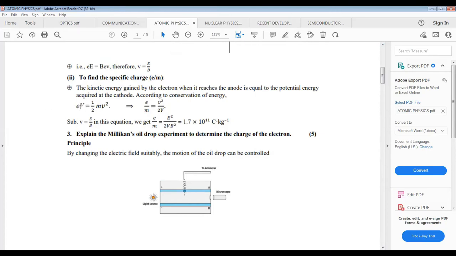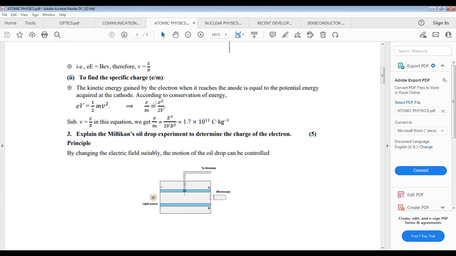Voltage is V and the charge is Q. Here the charge of the electron is taken as e, so eV. W is equal to VQ, the same formula we are applying. So eV is equal to half mv square. You find e by m: e by m is equal to v square by 2V.